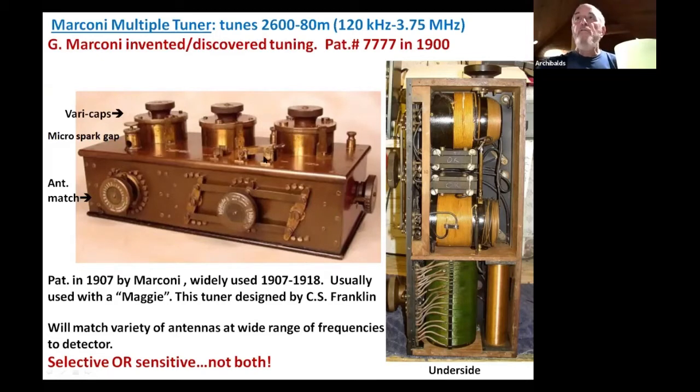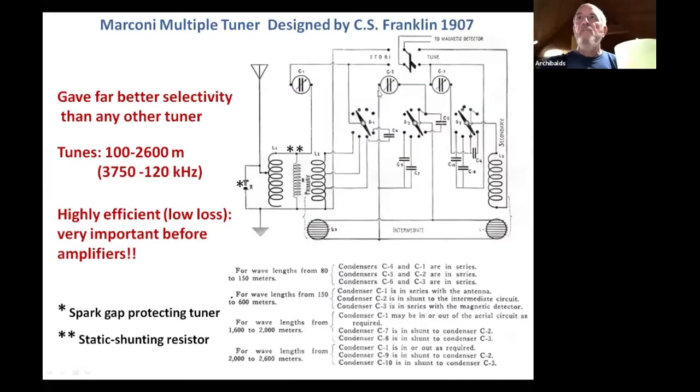I won't go through all the circuitry other than to say that you could set this up so that in the standby position, you just had one tuned circuit, antenna matching, and the little micro spark gap, and you could get most of the signal through. If you had a strong signal, you could switch over to tune, and you had about three different circuits, and it tuned quite a range, the middle of the 80 meter band down to 120 kilohertz. And this switch you see has four positions, and in each of them there's a different arrangement of all these capacitors and inductors inside to give you something that would resonate through that range.